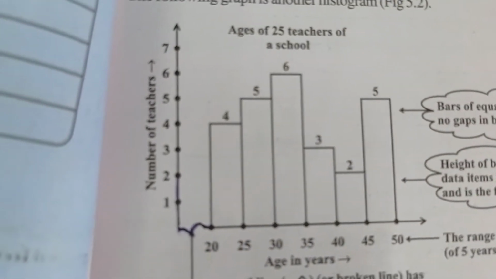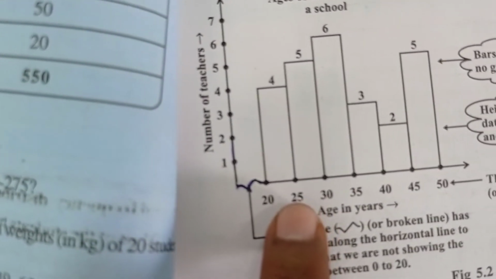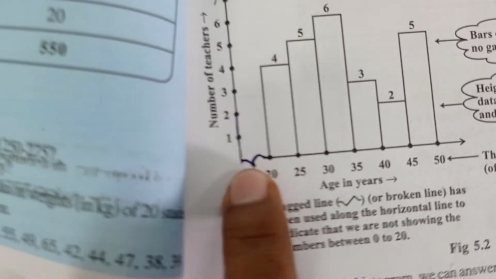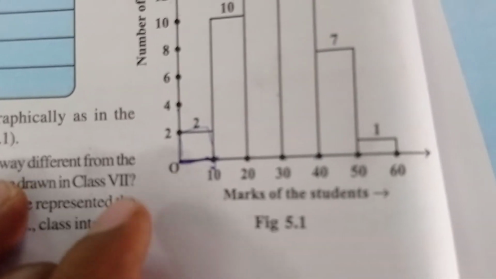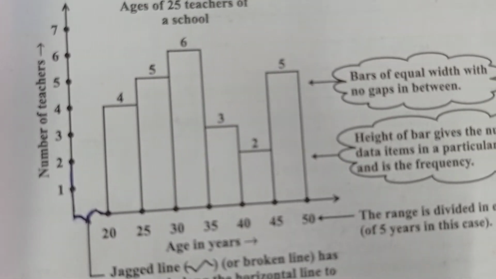And here also you can see a histogram, but here they gave some zigzag line. They are taking from 20 to 25, 25 to 30, 30 to 35. Why did they give a zigzag line like this? Here we can't see any zigzag line, because here they are taking the values from 0 to 10, 10 to 20, from 0 onwards. But here, why did they give a zigzag line? They are not considering the values from 0 to 20. They are considering values only from 20 onwards. 0 to 19 they are not considering. Because of that, they gave that zigzag line.